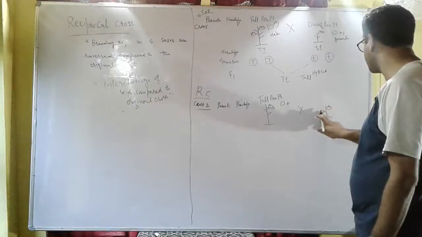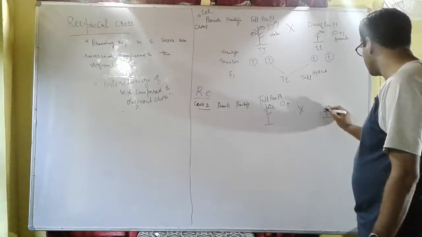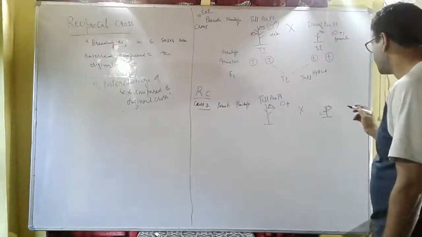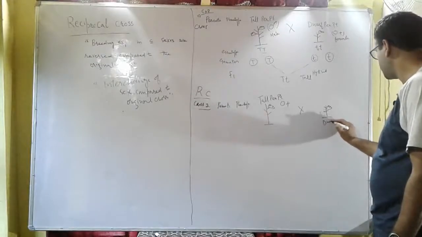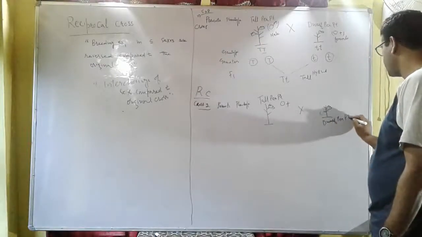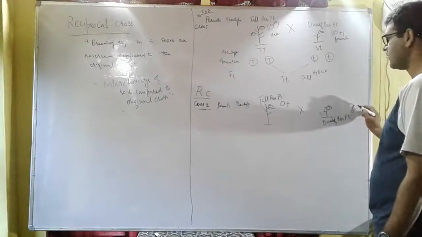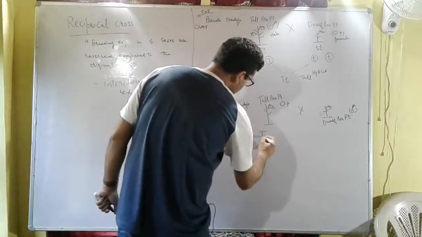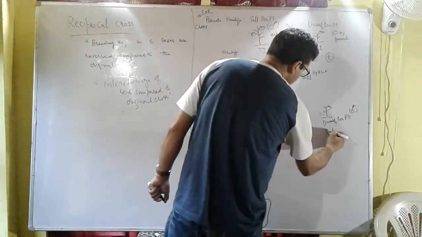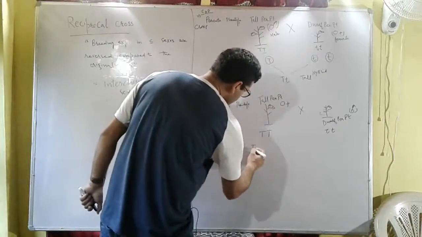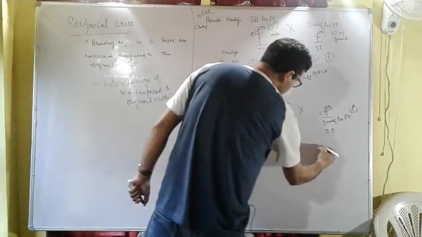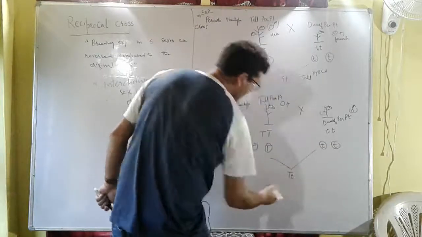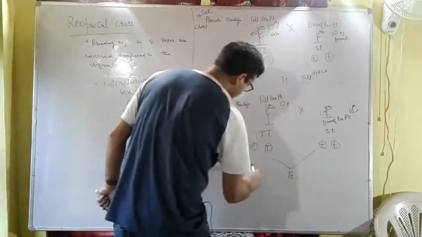This dwarf pea plant acts as the male parent. So obviously the genotype is capital T, small t, then the gametes, capital T, small t. So this is F1 tall.